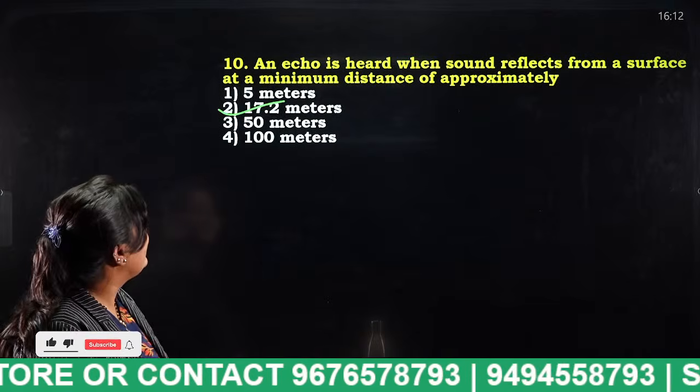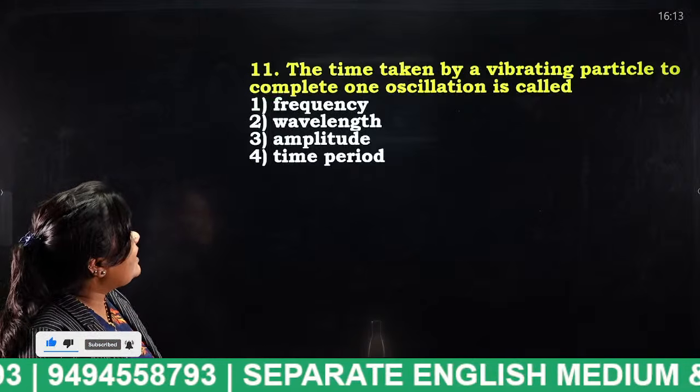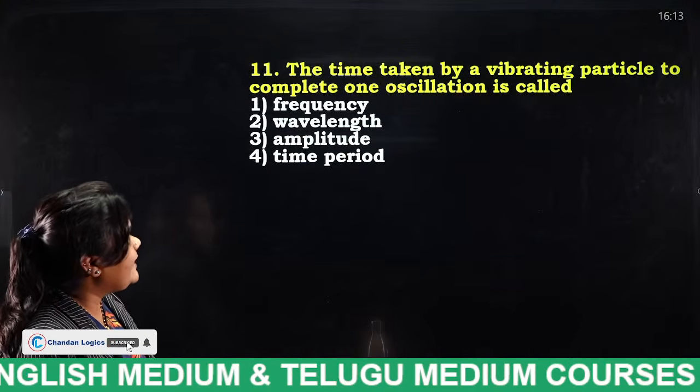And next, the time taken by a vibrating particle to complete one oscillation is called: frequency, wavelength, amplitude, time period. Tell me.